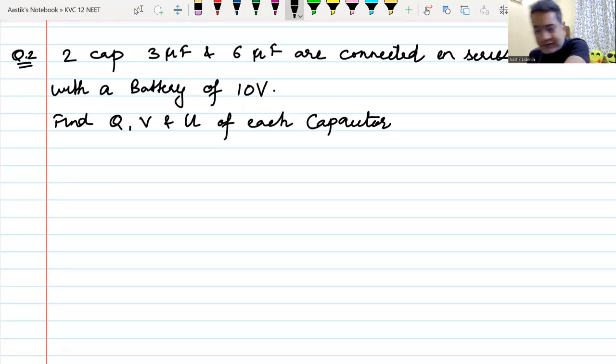Yes, bacha? Q happens to be 20. Potential energy is 100. Of each capacitor, bacha. Which capacitor are you talking about? Okay, sir. Wrong. So remember the question says of each capacitor. The charge of each capacitor is same, bacha, but potential and energies are different. Do you understand this? That is what you have to understand. Simple questions, and you will have to understand how they are done.